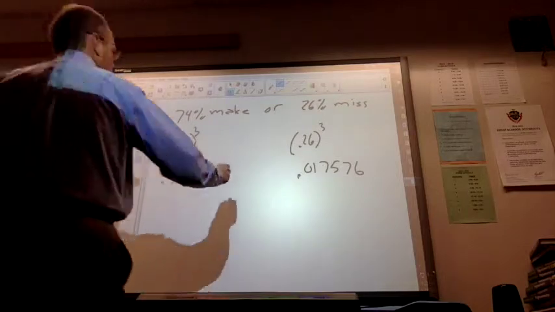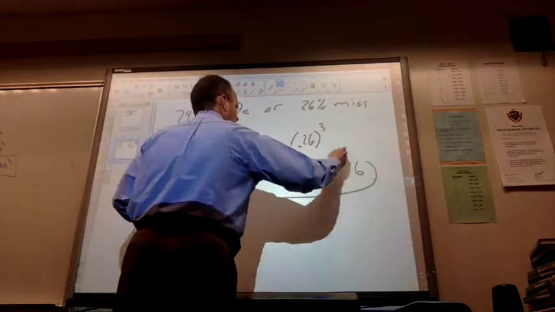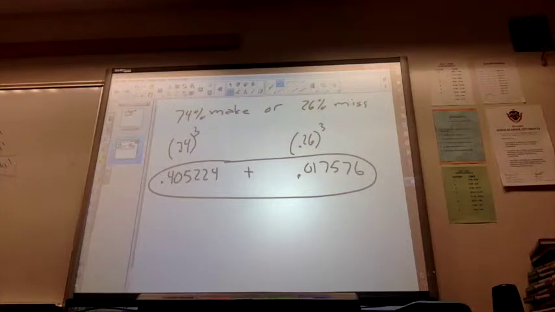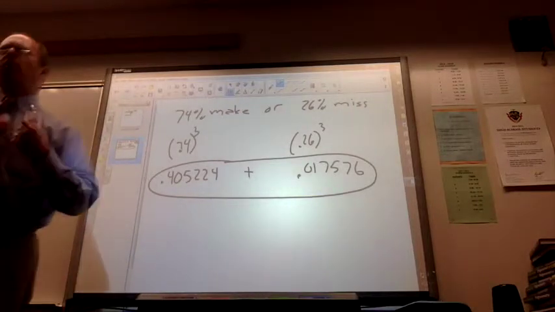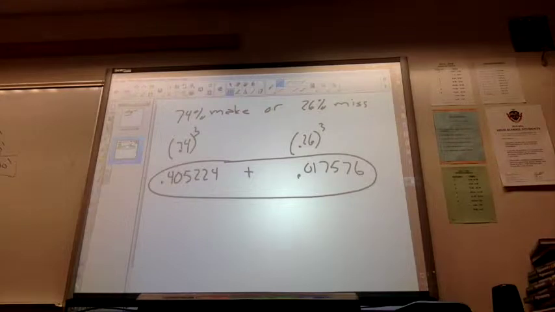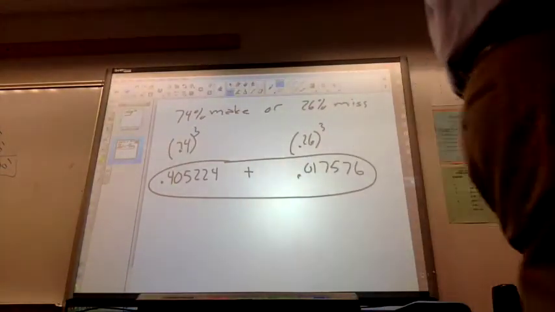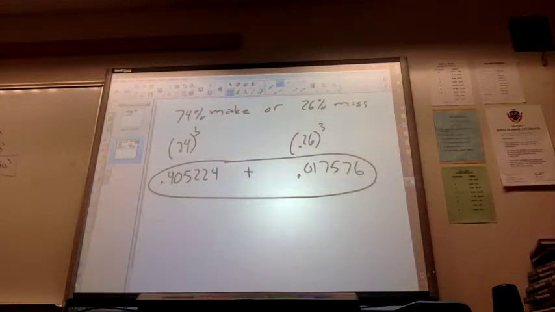So what I should do is I need to add these 2 together. I'm taking the probability of making all 3, or the probability of missing all 3, and I just want to know the chance that I either make them all or miss them all. I'm going to add those together, which is a little bit more than 41%, 42.28. So 0.4228. Okay. Does that make sense? So we're taking the probability he makes all 3, and the probability that he misses all 3. What's the chance he does this or this? I have to add the 2 events together.